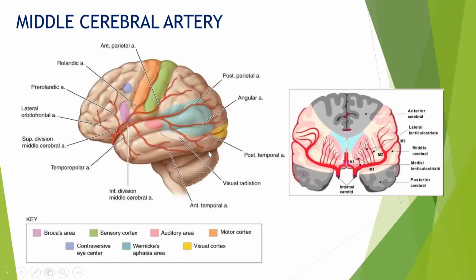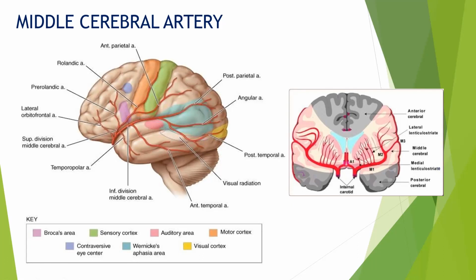So these are the areas. Now coming to the middle cerebral artery. The middle cerebral artery supplies the motor area and sensory area. You can see this is Broca's area, the motor speech area, and this is Wernicke's speech area, and some amount of the occipital area also, the visual cortex in some amount. So these are the predominant areas supplied by the middle cerebral artery: motor area, sensory area, Broca's area, Wernicke's area, which is auditory, and the occipital area, the eye center.